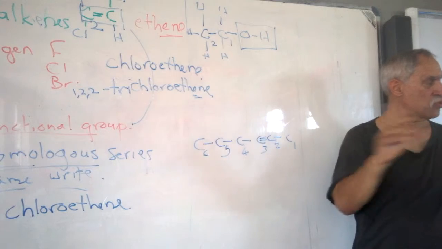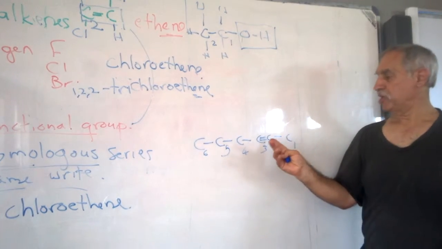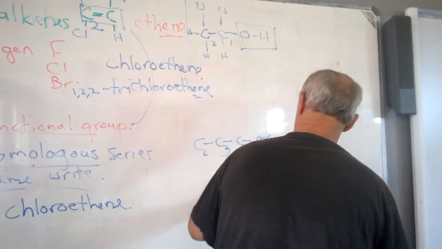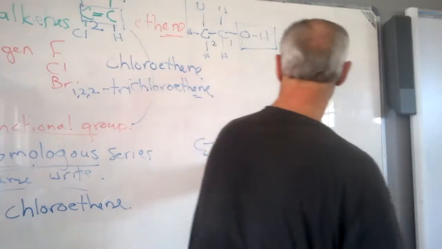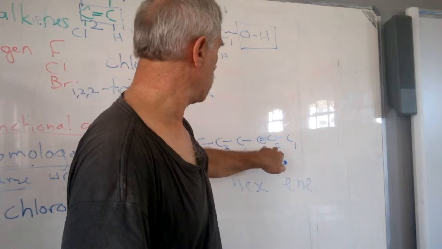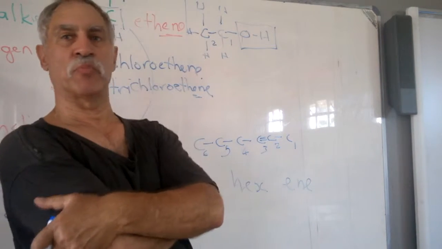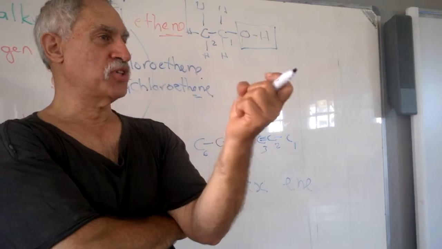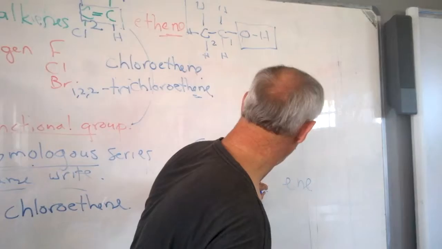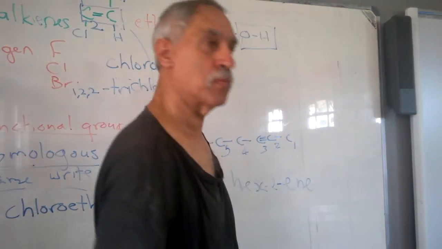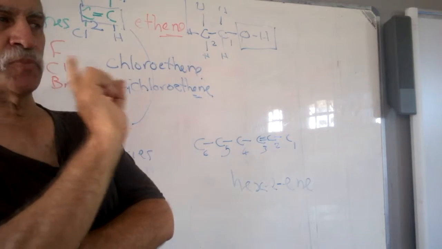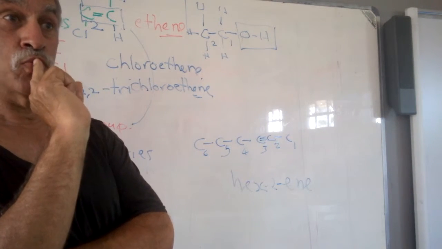Now we need a system for naming which carbon the double bond is on. So we're going to call it hexene. 1, 2, 3, 4, 5, 6. But we have to say on which carbon number the double bond occurs, is it 2 or 3? Now we always start with the lowest. So it's 2. So we're going to say hex-2-ene. Now do you see I've specified where the double bond is?